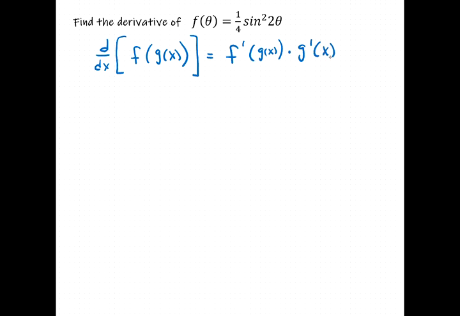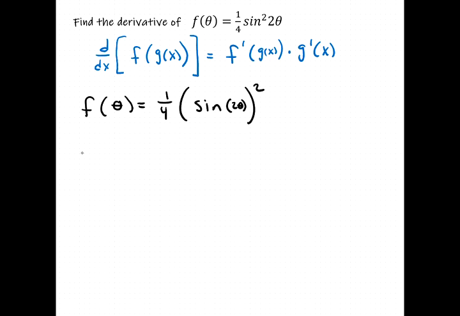Now, in this problem, we're actually going to have to apply the chain rule twice because we have three layers of function here. So we've got f of theta, and I'm going to rewrite this slightly differently. So that's 1/4. And so another way of writing the sine squared is like this. So we have the sine of 2 theta squared.